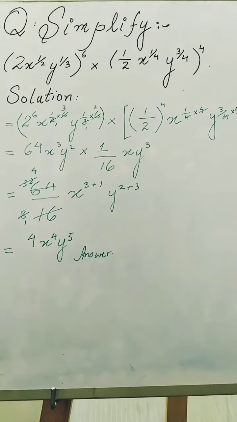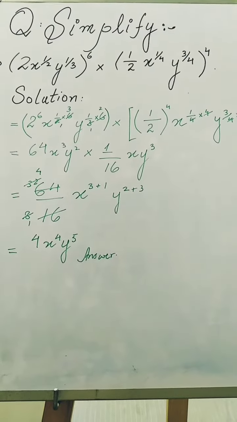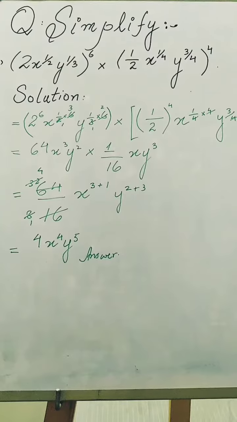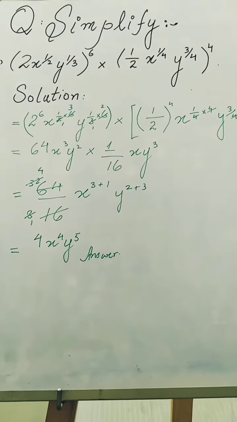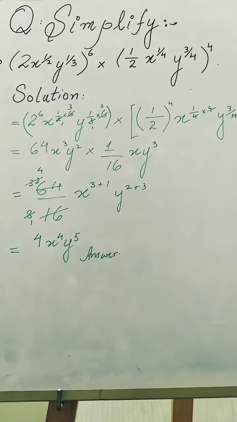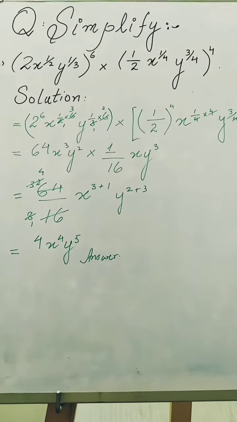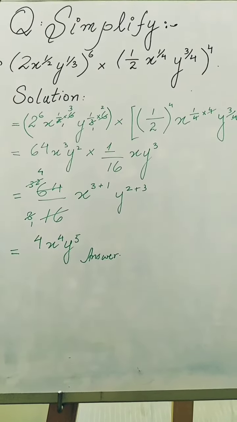And welcome. Today we are going to solve some simplification questions. Now look at the question over here. The question is (2x^(1/2) y^(1/3))^6 multiplied by (1/2 x^(1/4) y^(3/4))^4. Now first we will solve the brackets one by one and then multiply them with each other.